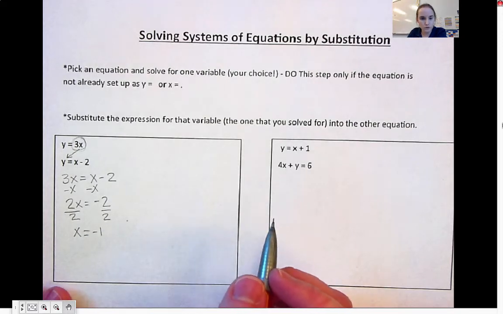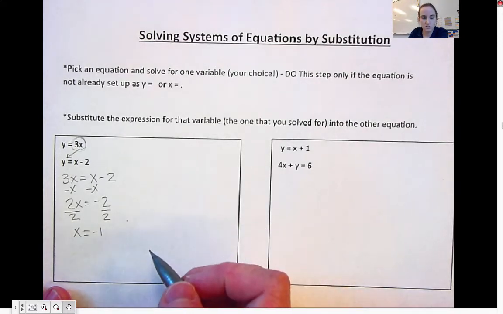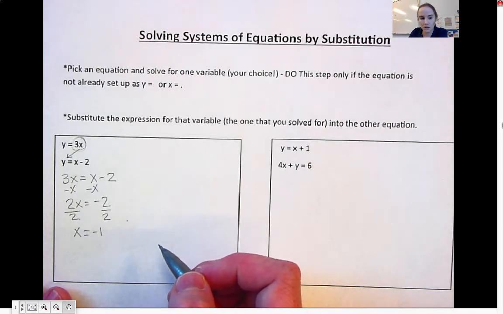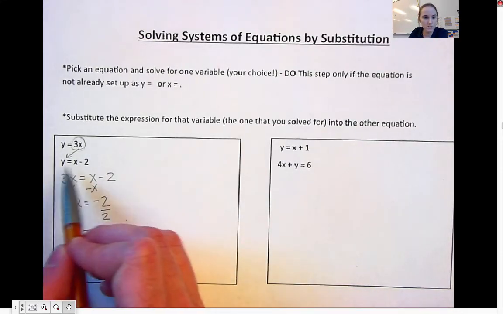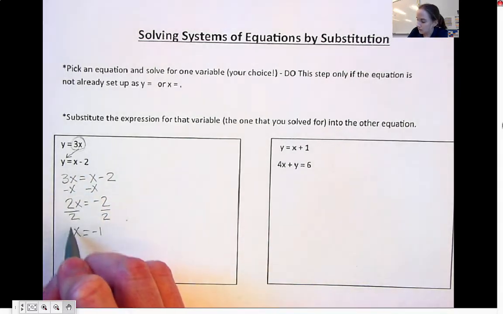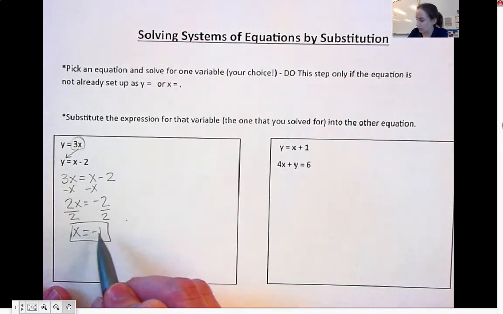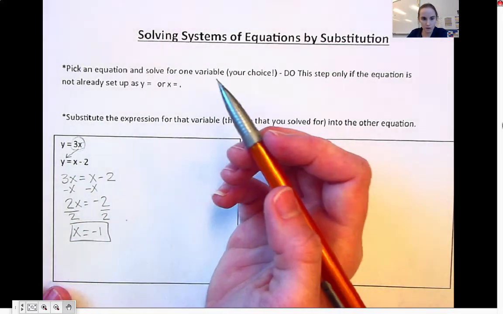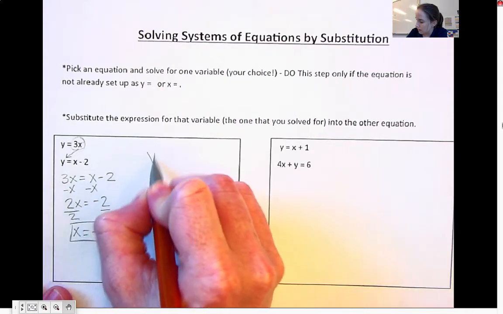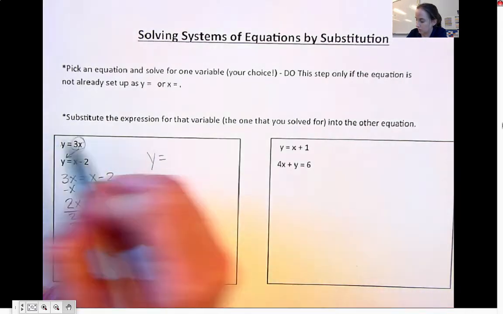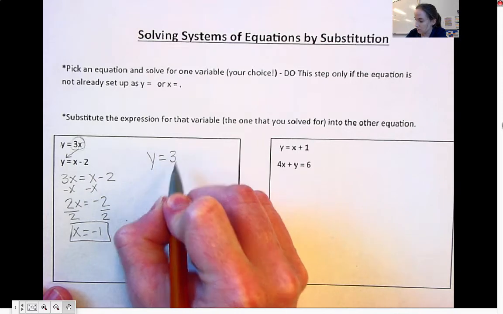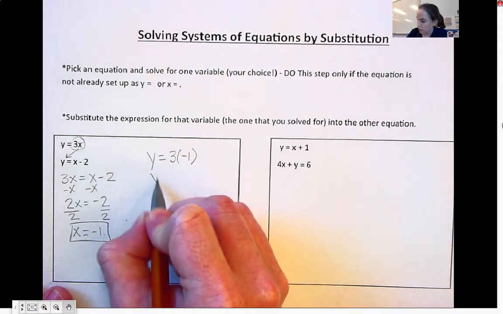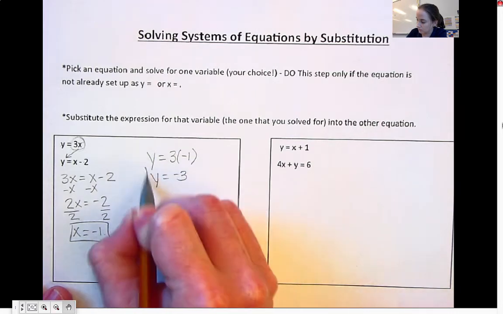Now, the goal for solving a system of equations is to figure out the point at which they intersect, or an x value and a y value. We can't just solve for one. We have two missing pieces here. So take the x value that you found and plug it back into either of the equations. It does not matter which one. I'm choosing equation number 1 here: y equals 3 times the x value that I got, which was negative 1. Therefore, y equals negative 3.